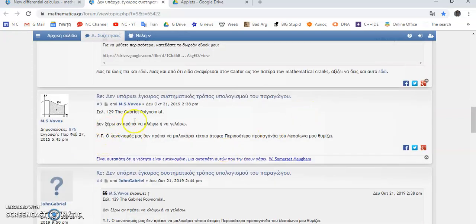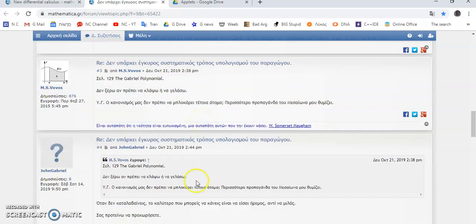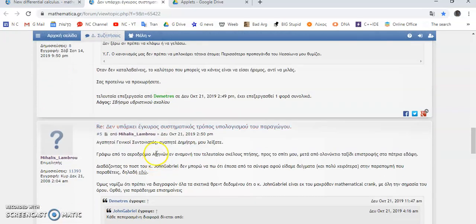And you should see the scorn in this comment here. He looked at the Gabriel polynomial, didn't understand what was going on, and he says, I don't know whether I have to cry or laugh. This guy is called M.S. Vovos, and I don't want to tell you what Vovos means in English. It's not a really good last name. In any case, this idiot, whoever he is, I've never met him in my life, but you see, he hurls insults at me. They all hurl insults at me.